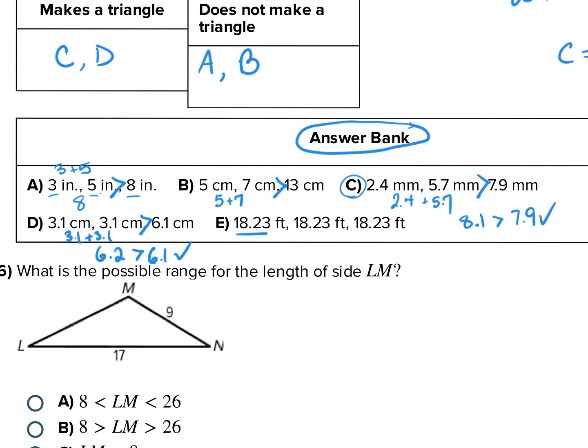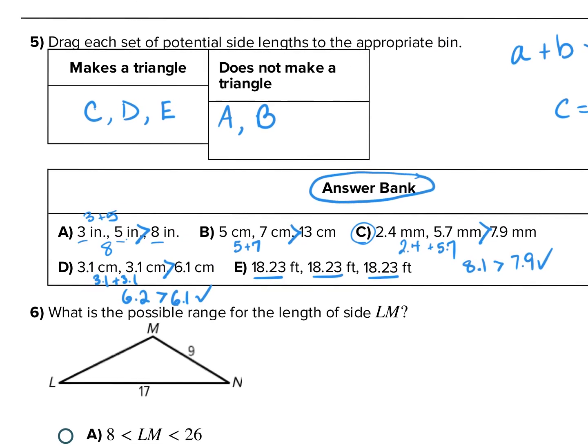And E, we have 18.23, 18.23, and 18.23. Even if I didn't look at the decimals, 18 plus 18 is going to be greater than 18. But I hope you notice that when all 3 sides are the same length, we actually have an equilateral triangle. So I can actually do that without any of the math. So E also forms a triangle.